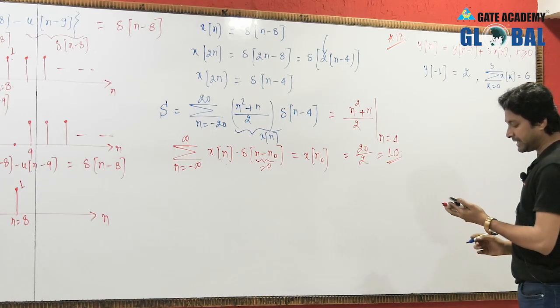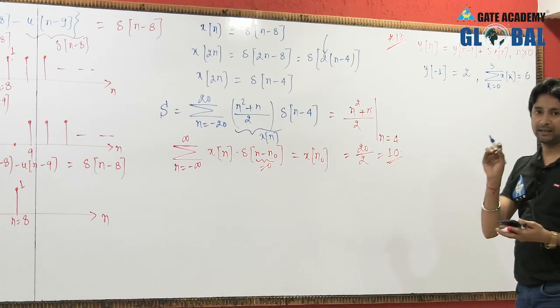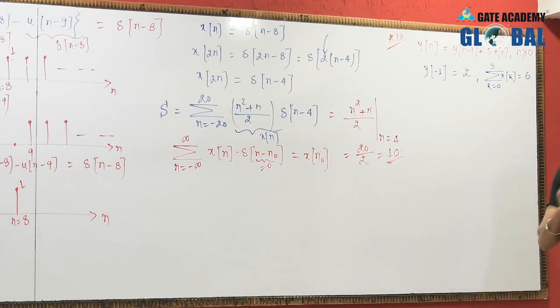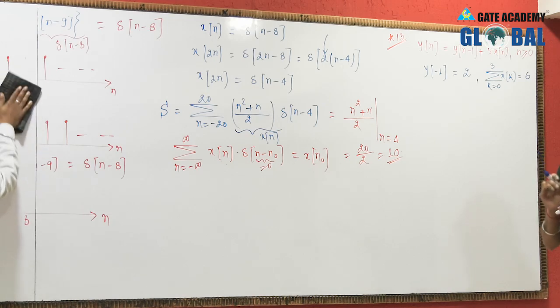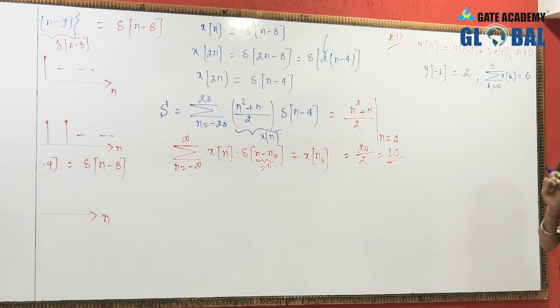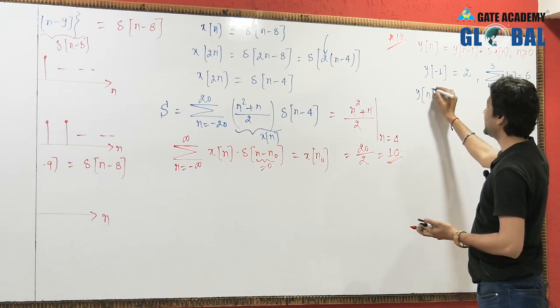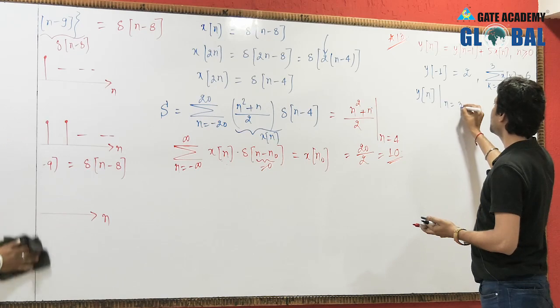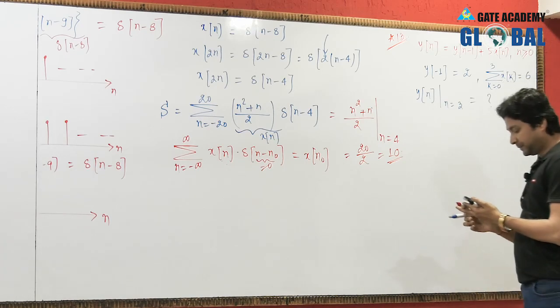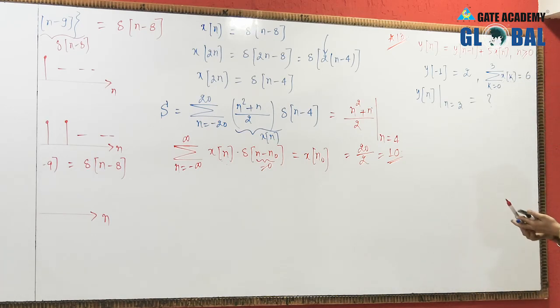I have told you in the Instagram group while the exam was going on that you have to find the value of the signal y of n at n equals 3. So this question will not go to MTA. You have to find out the value of y of n at n equals 3. So now it is a numerical answer type question.